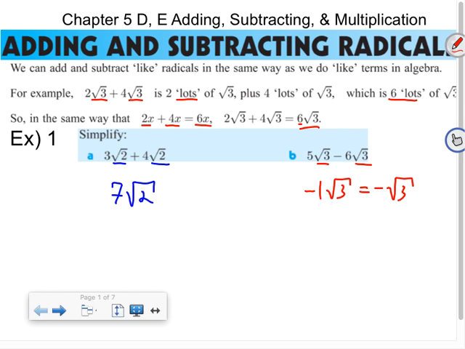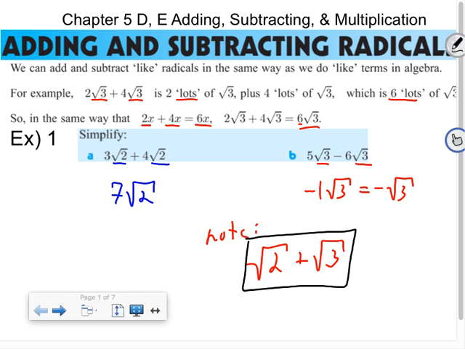Note, if you have something like square root of 2 plus square root of 3, you may not add them. This would be as simplified as it can get because they do not have the same base in the radicals. We cannot add them.